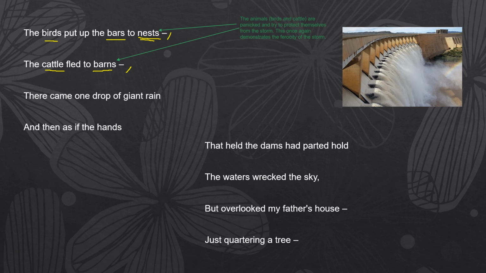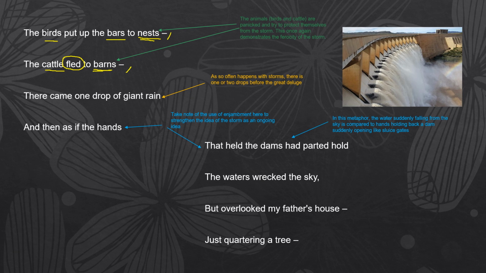Notice the use of our dashes once again to show a continuing action. So just like the birds are panicking and trying to reinforce their nests, the cattle are fleeing to barns. Now, this word fled here, or to flee, means to run away in panic, or to be scared of something and to run away. So these cattle are obviously scared of the oncoming storm and are trying to find refuge in their place of safety, which is the barns. Our following line mentions that one drop of giant rain came. Now, as so often happens with storms or rain showers, there's very often just a little or a drop of rain or one or two drops of rain, and then suddenly there's this huge deluge. And this is exactly what happens here.